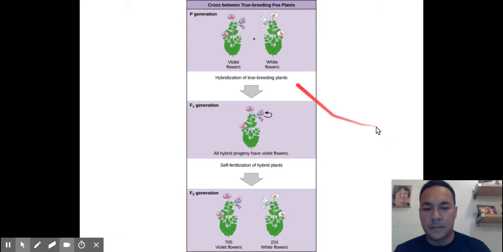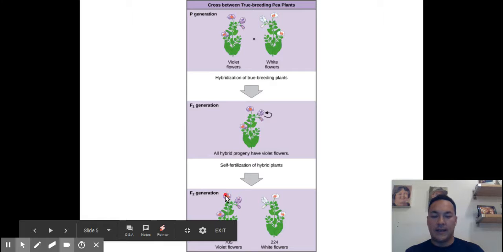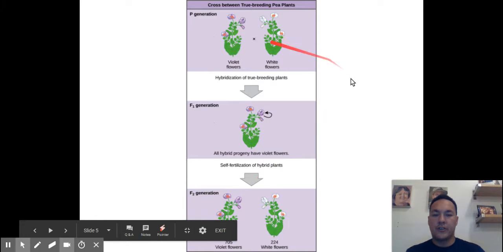Here's another example of the pea generation. So this would be color. This would be purple or violet flowers and white flowers. So they were always pure breeding or true breeding. They always came out purple. They always came out white. When he crossed them, they all came out purple. So that tells you that the purple is the dominant allele. And then when he crossed them again, he got 705 purple and he got 224 white. P generation, F1 generation, F2 generation. What he's showing us is that traits can skip a generation and show back up.